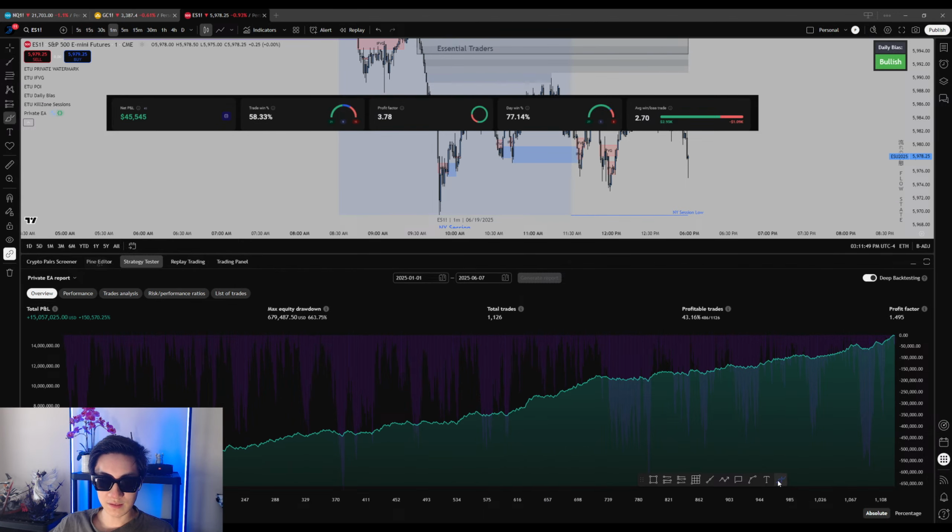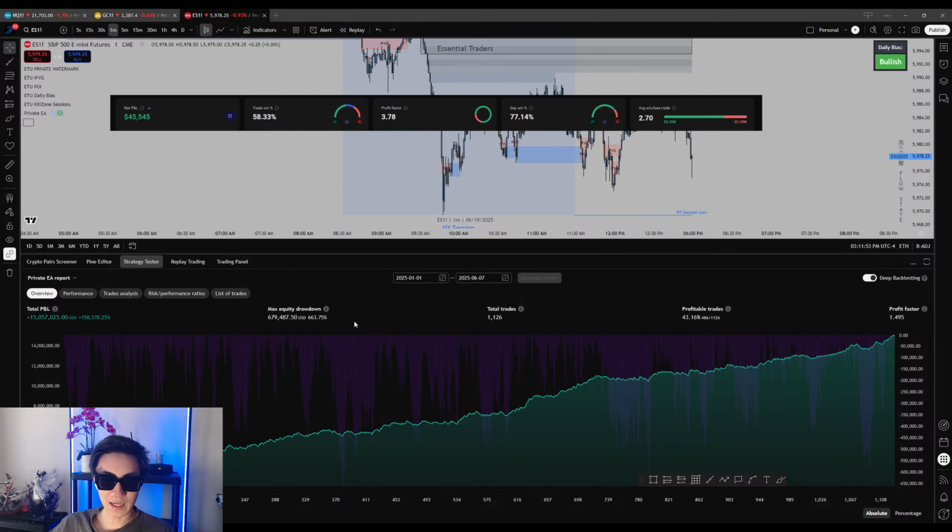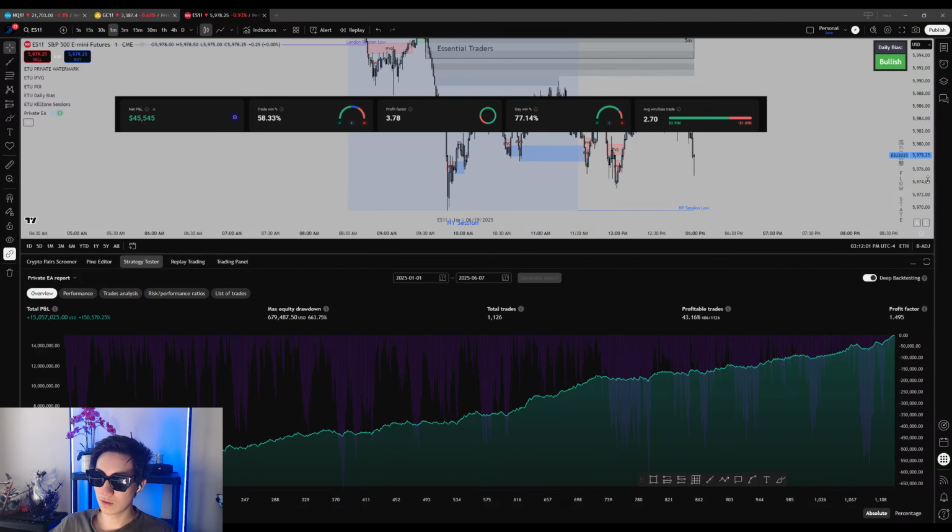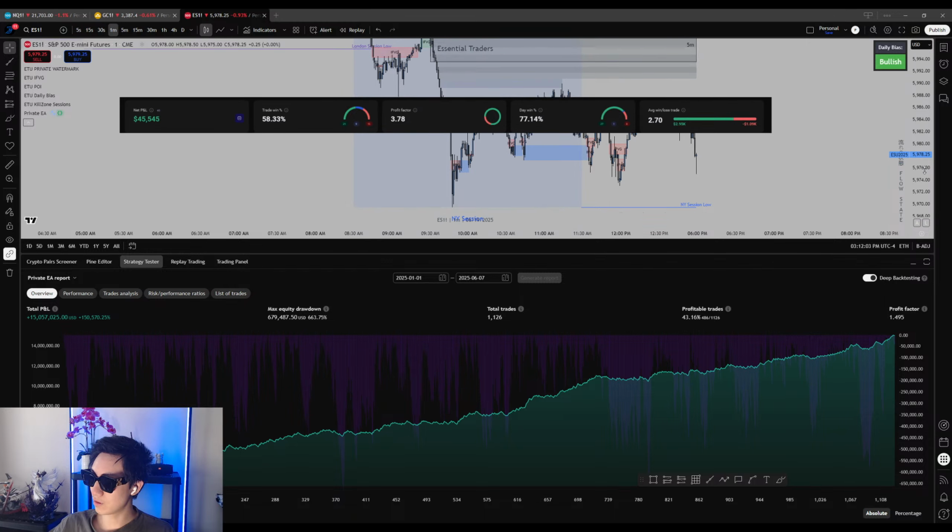But I will try to see if I can incorporate draw on liquidity once I finish the indicator, and daily bias into this bot, but I do have some variations and copies in case it does not perform well with those variations.